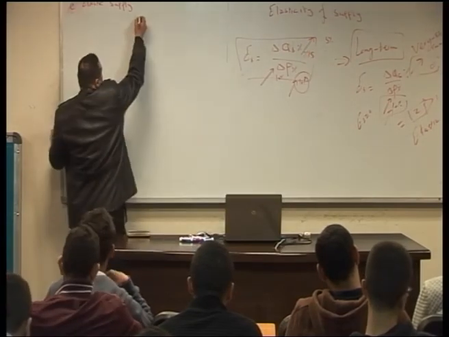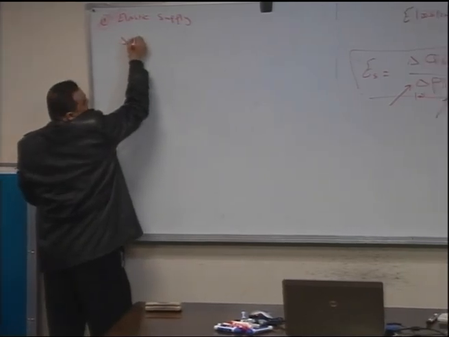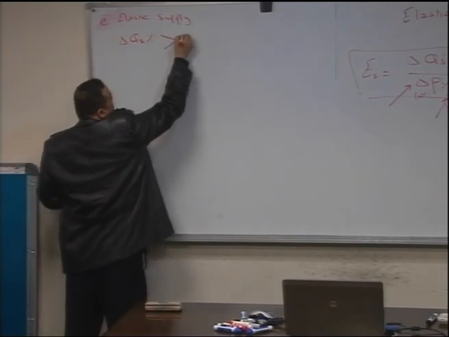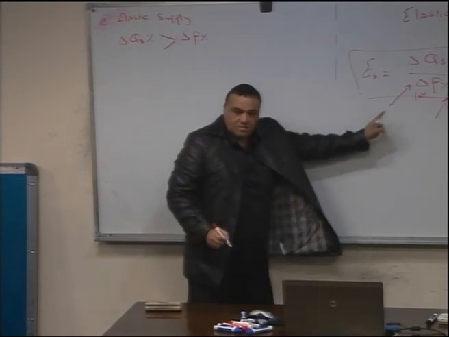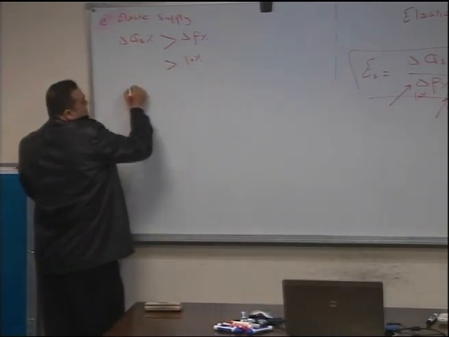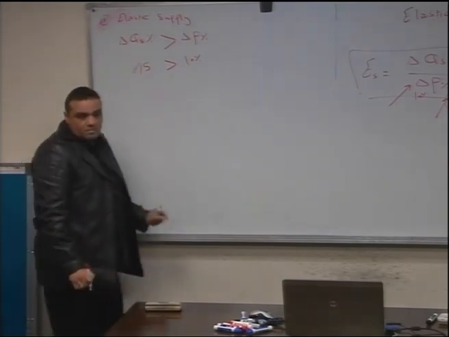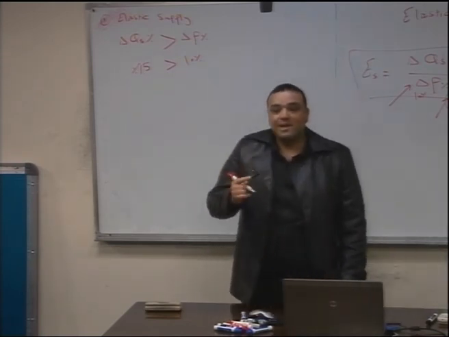Here, the change in quantity supplied in percentage is bigger than the change in price percentage. If the price increased by 10%, the change in quantity supplied is bigger than 10%. Let us assume 15%. Supply is elastic. And this happens in the long term.